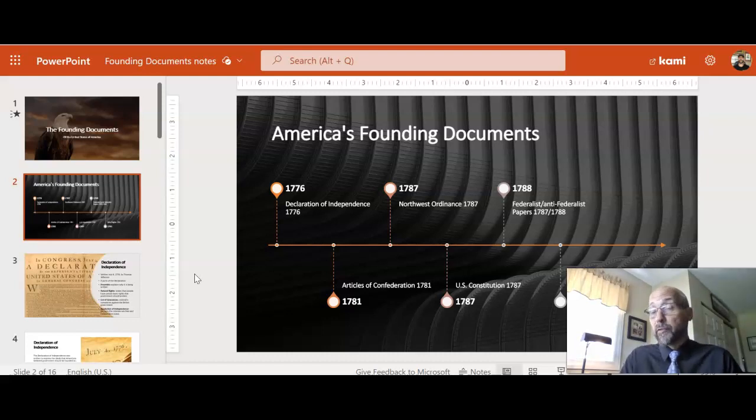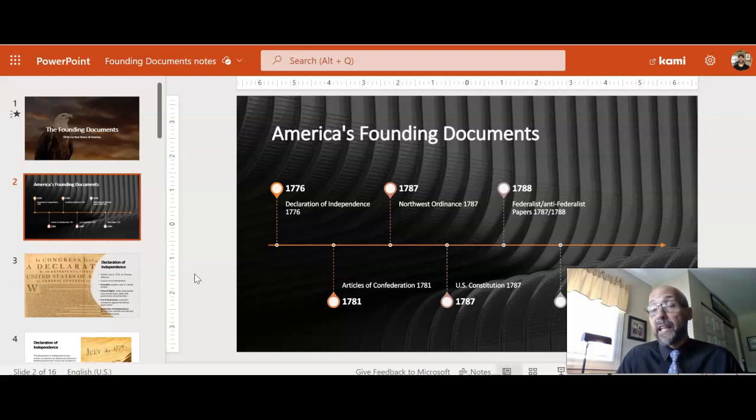1781, you had the Articles of Confederation. Of course, that was actually the first Constitution. We're on our second Constitution now, but the Articles basically governed the colonies during the Revolutionary War period. Then in 1787, you had the Northwest Ordinance. Later in 1787, you had the United States Constitution, which is still in existence today.